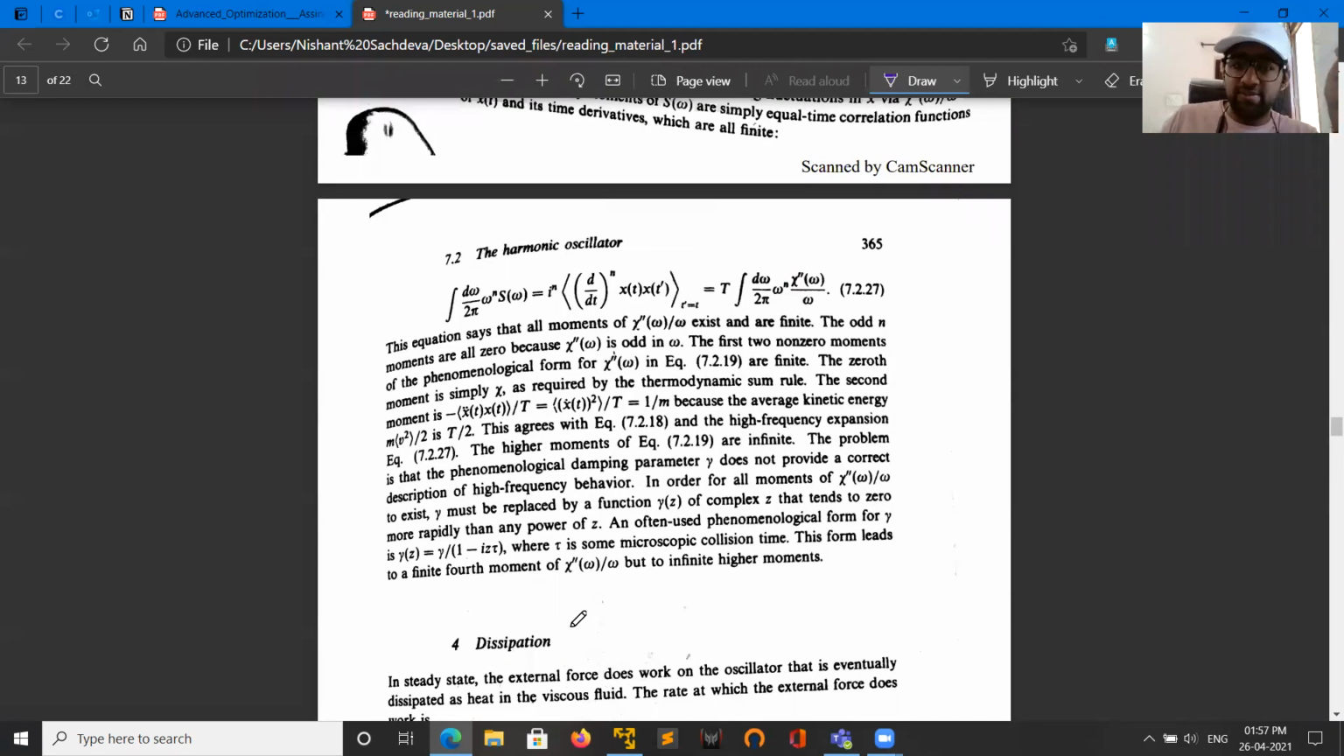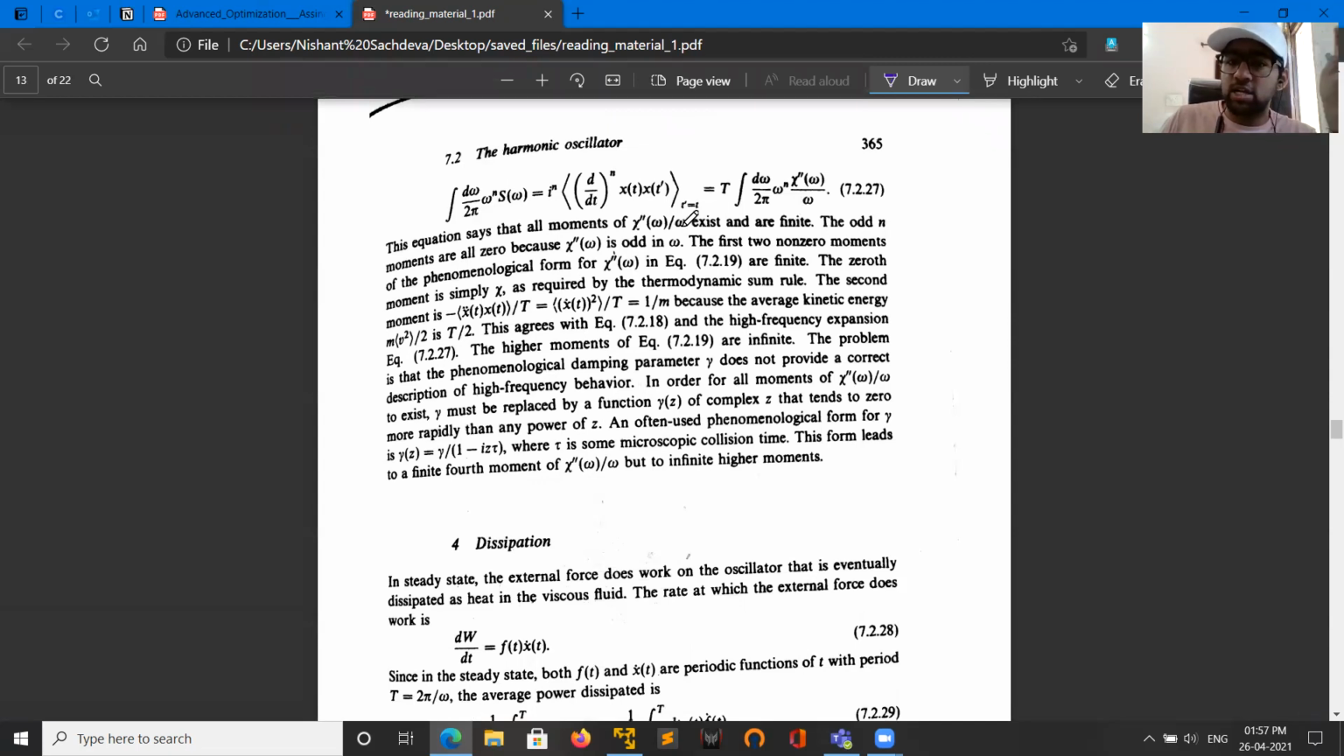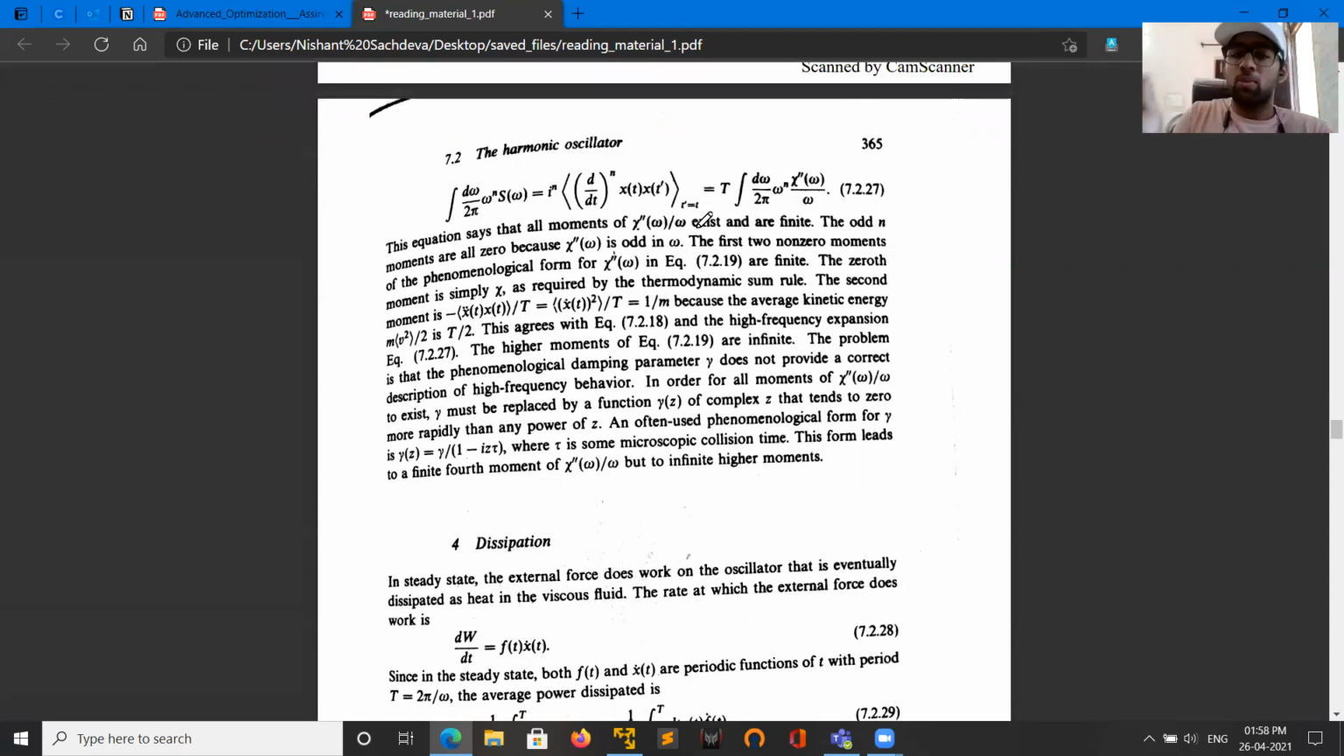Now the equation that we have here says that all moments of x double dash of omega by omega exist and are finite. The odd n moments are all zero because x double dash of omega is odd in omega. The first two non-zero moments of the phenomenological form of x double dash of omega in equation 7.2.19, which we studied above, are finite. I'll repeat that part, it's a bit complicated.